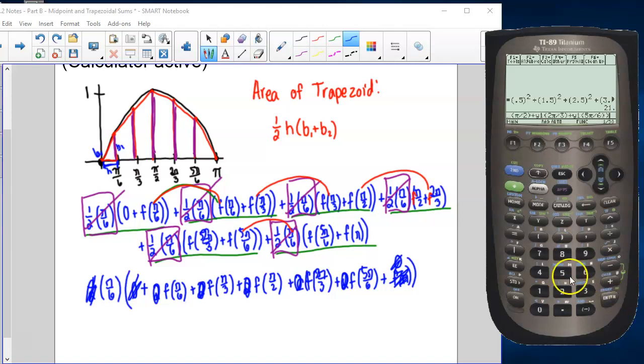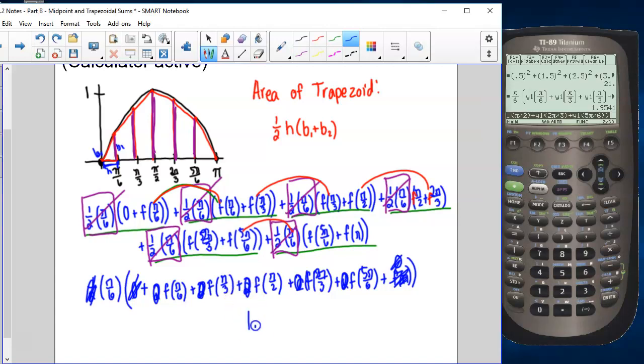Okay, and I'm going to hit the green button before I hit enter because all those pi's will probably do something crazy. And so we get 1.9541. Hopefully that's right. Let me check. I'm going to check what the actual answer is.